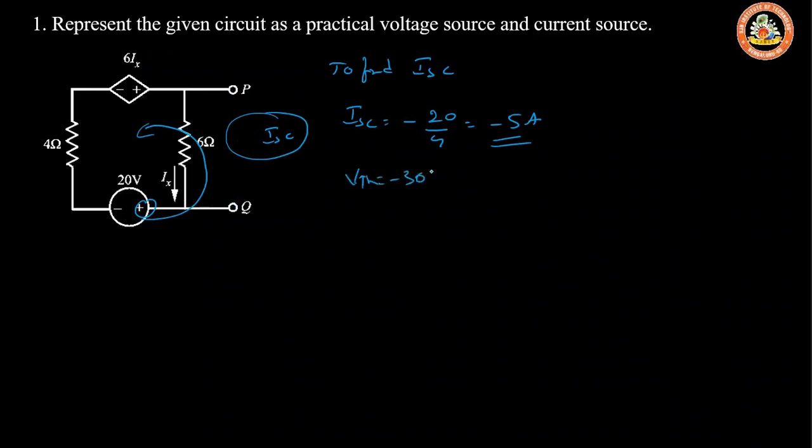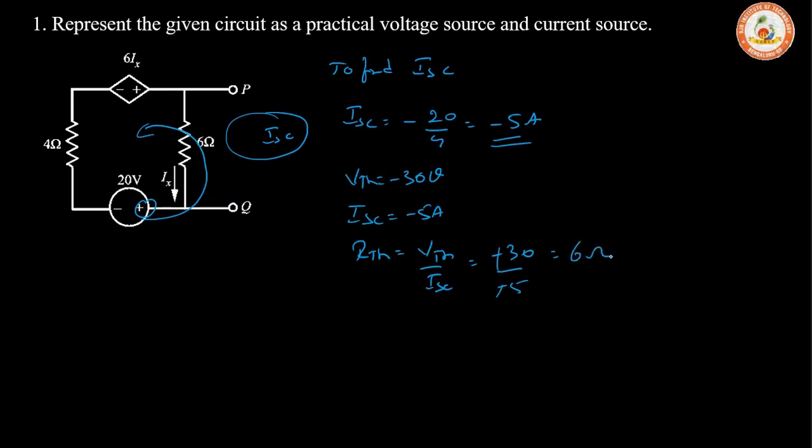We have got VTH as minus 30 volts, and we have got ISC as minus 5 amps, and by Ohm's law we know R is equal to V by I, that is RTH is equal to VTH by ISC, which is minus 30 by minus 5, which is 6 ohms. So this is your Thevenin equivalent, VTH and RTH, where VTH is equal to minus 30 volts and RTH is equal to 6 ohms.